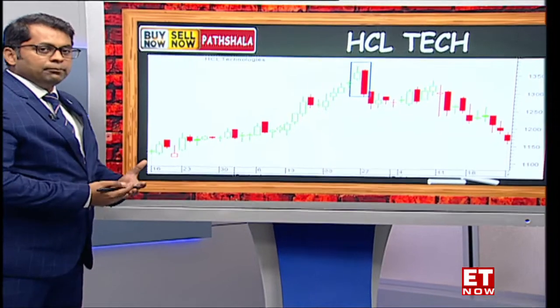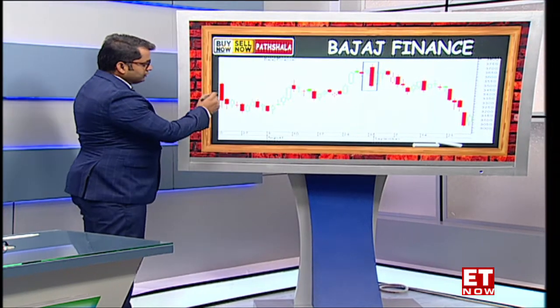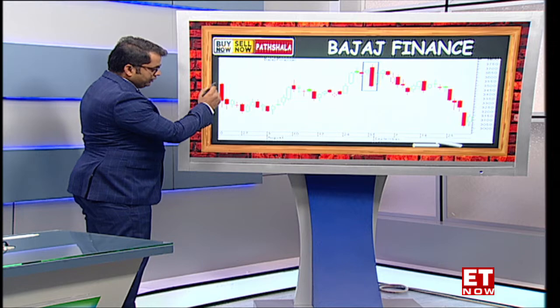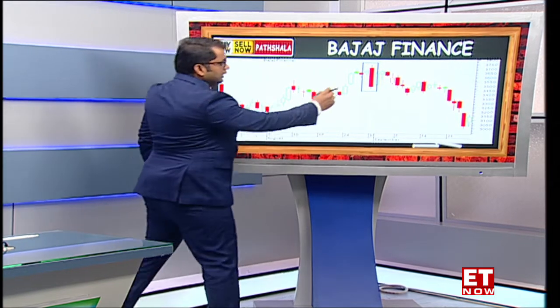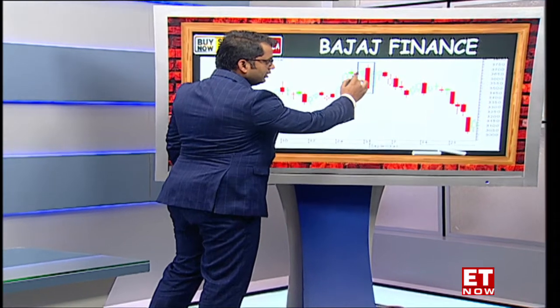A similar example was also seen in Bajaj Finance in the next slide, where the stock formed a similar kind of bearish engulfing pattern. This was the first time when the stock had formed a bearish engulfing pattern. The stock went into a downward trend, and the second time when the stock formed a bearish engulfing pattern was around the 3,700 mark some time back.